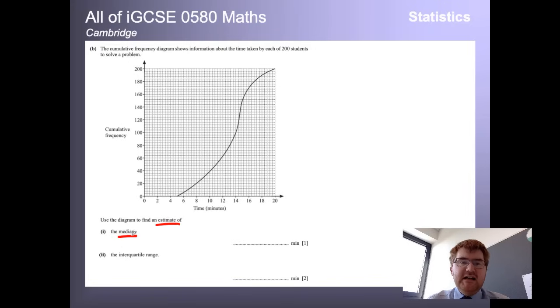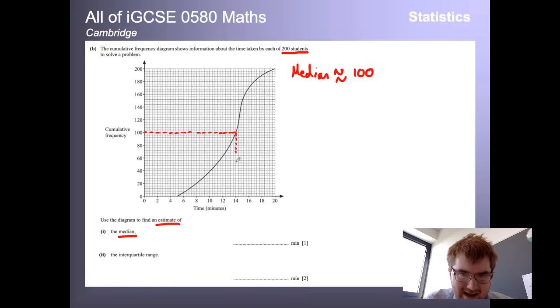So the median again is the middle. So notice we've got 200 students in total. So the median approximately, I'm going to use this, hence it's an estimate, it's going to be half of that. So it's going to be equal to 100. So we go to 100, we just draw a horizontal line all the way across, try to be as accurate as possible, and then we read downwards from there, and you'll see that we get our number of 14.